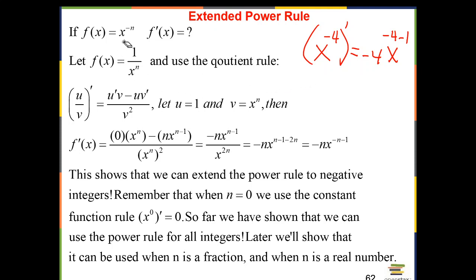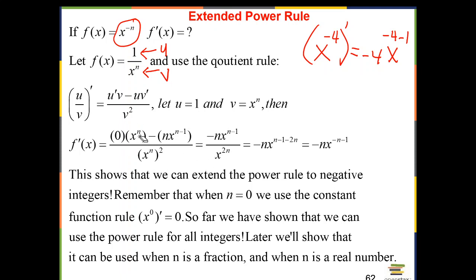So all you have to do is write this as 1 over x to the n, and use the quotient rule. Treat the numerator as u and the denominator as v, because we already use f here. So u over v. Now, what's the derivative of u over v? It's u prime v minus u v prime over v squared. So here, let u be 1, let v be x to the n, then substitute in and simplify it. And notice, what do we get?